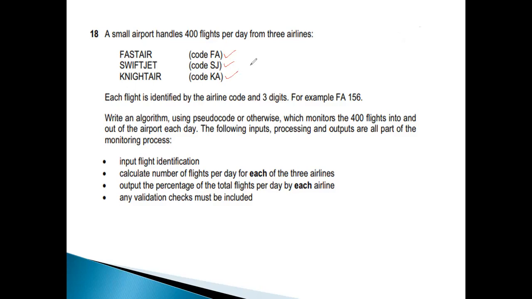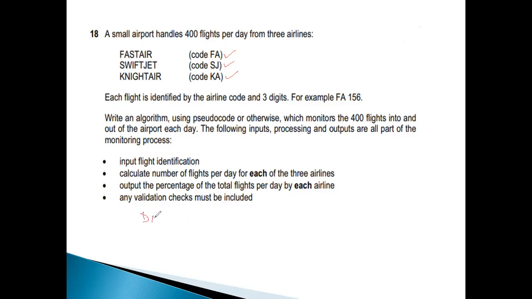I was gonna say I'd put them as real because we need to calculate the number of flights per day for each of the three airlines. So I was gonna put it as real, and then yeah. Okay. So how many variables are there? Should I write here? Yeah.